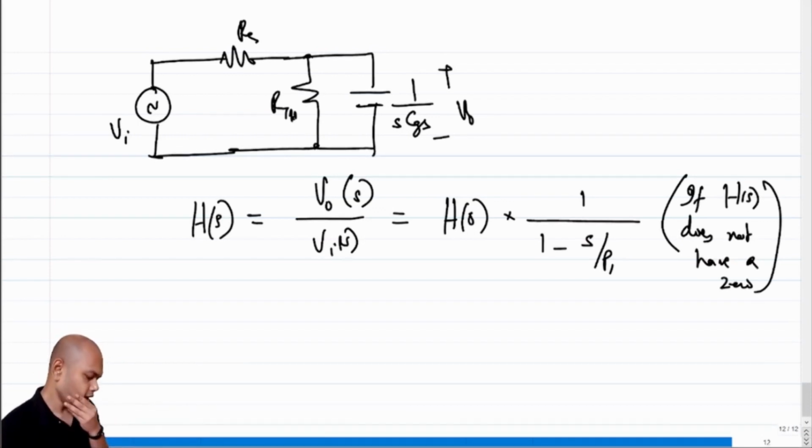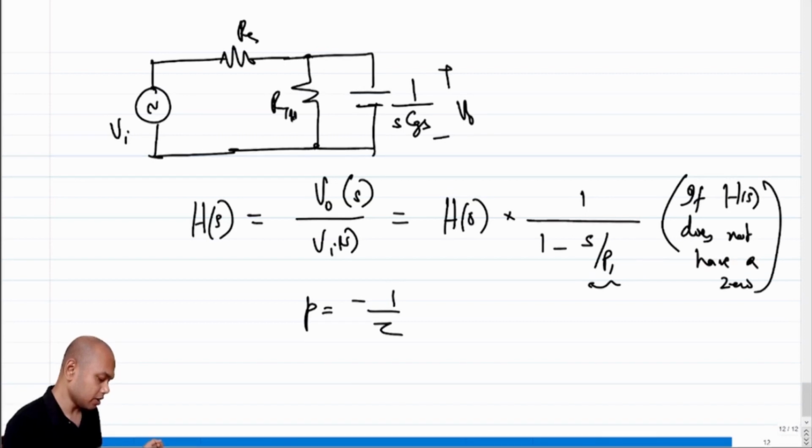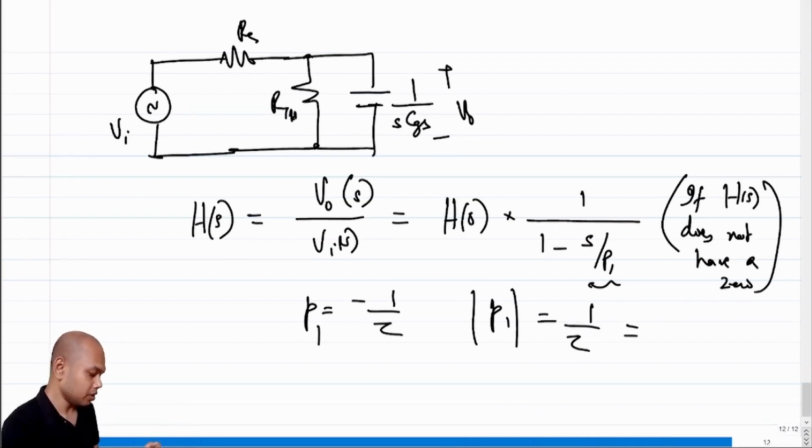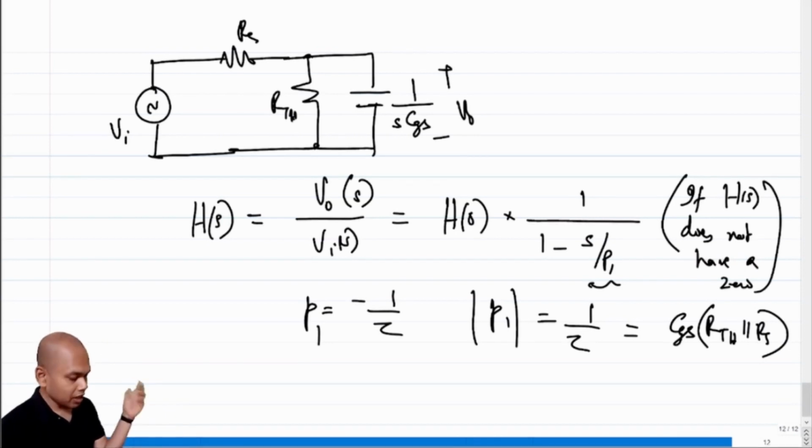Okay, so if this is the case, what is the pole associated with the first order system? P will be minus 1 over the time constant, which means that mod of P1, the exact location of the pole, will be 1 over the time constant. We know the time constant: it is CGS times RTH parallel RS. We know the pole.